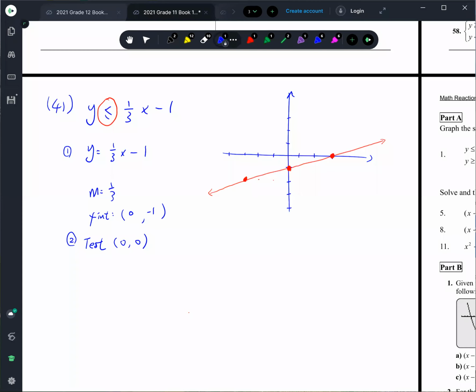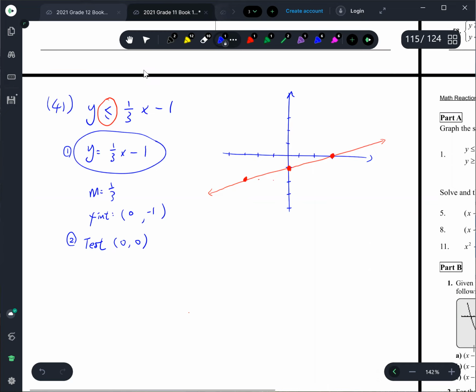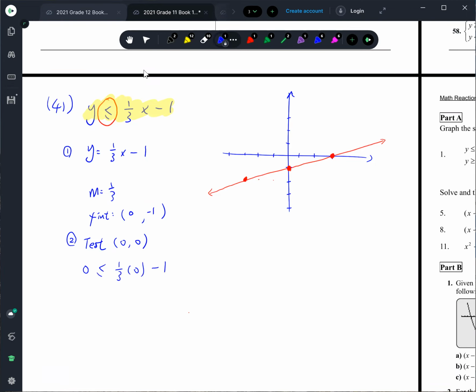Okay? The one that has inequality. Don't plug into the equation. Okay, plug into this yellow highlighted. All right, so you plug in 0 less than or equal to 1/3 times 0. You need to have the inequality. And then you simplify each side.